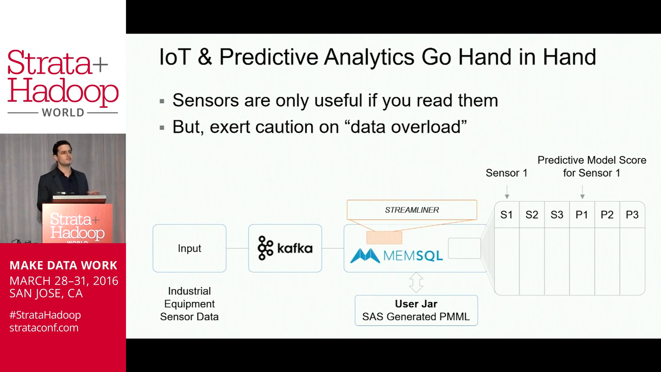It's my belief that IoT and predictive analytics go hand in hand. Sensors are only useful if you're reading them, and if you can actually respond to the sensors, all the better. This manifests principally in real-time telemetry. You can think of any sort of sensor device that's emitting data. If you can get access to that, you can actually use it to effectively prevent a catastrophe before it snowballs.